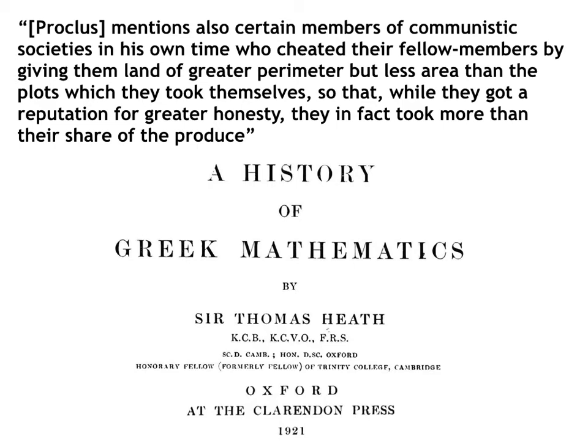So Proclus mentions certain members of communistic societies who cheated their fellow members by giving them land of greater perimeter but less area than the plotters took themselves, so that while they got a reputation for greater honesty, they in fact took more than their share of the produce. Okay, so that's saying pretty much the same thing that I described on the previous page, this idea of the square and the rectangle and so on, with one exception though. Can you spot it? It's not really a faithful paraphrase, I would say.